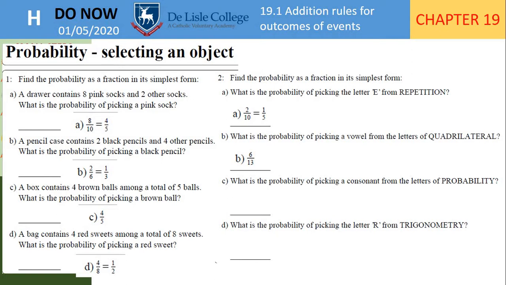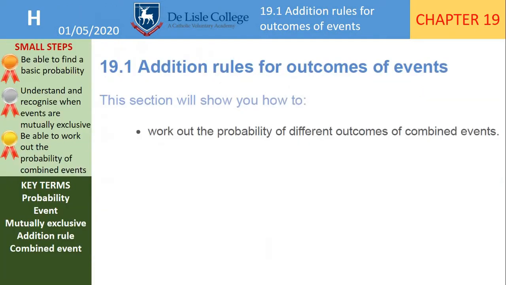Part C, of picking a consonant from the letters of probability. So remember, this is A, E, I, O and U for a consonant. That's completely wrong. Hopefully you've just realised that. So the vowels are A, E, I, O, U. The consonants are everything else. So hopefully you've got 7/11. And part D, what is the probability of picking the letter R from trigonometry? So that's 2/12, which cancels down to 1/6.